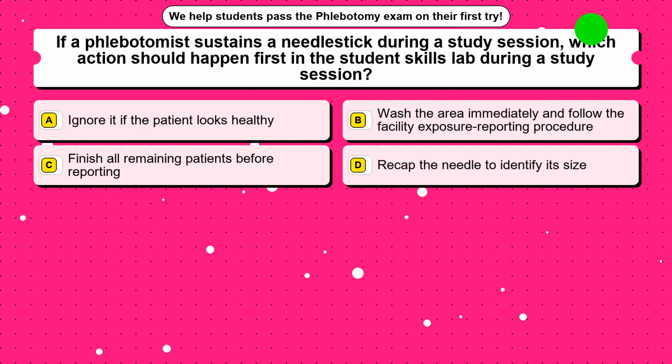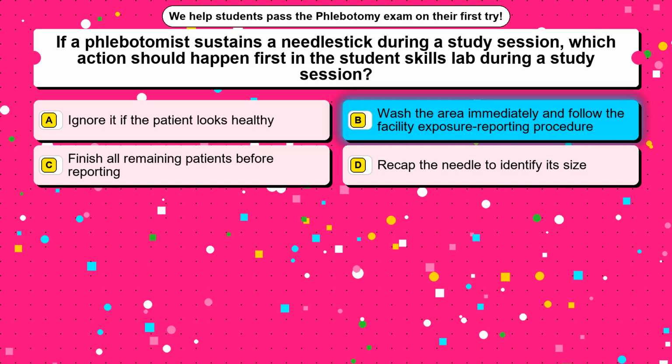Question 13. If a phlebotomist sustains a needle stick during a study session, which action should happen first in the student skills lab during a study session? Option A. Ignore it if the patient looks healthy. Option B. Wash the area immediately and follow the facility exposure reporting procedure. Option C. Finish all remaining patients before reporting. Option D. Recap the needle to identify its size. The correct answer is option B.